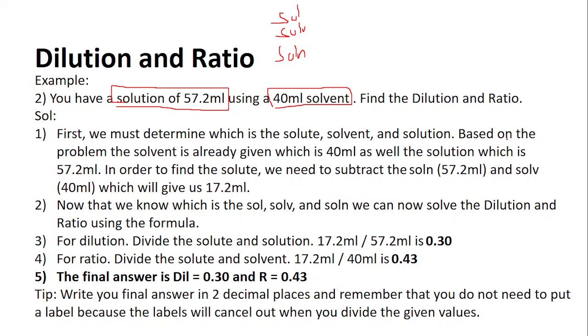Okay, so based on the problem, the solvent is already given. Si 40, nakabutang na nga, 40 ml of solvent. So automatic nahatag na sa atin si solvent. Aside sa solvent, ibinigay naman ang solution. Again, a solution of 57.2 ml. So may solution na tayo, class. However, unlike kanina, missing si solute.